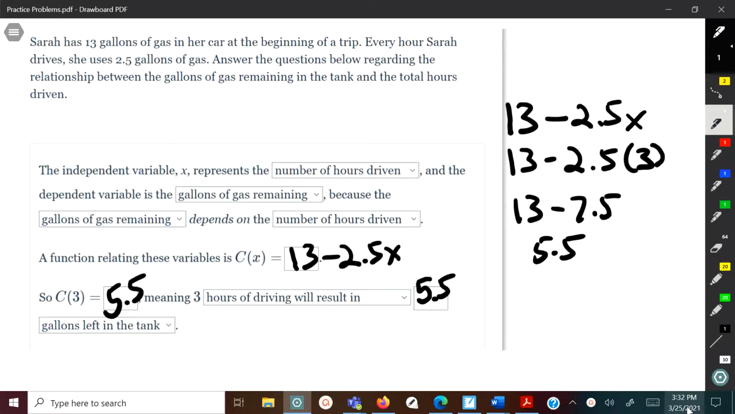And just a little heads up, not 100% of the time, but more often than not, the time is going to be your independent variable, your x, your input on most of these word problems. So be aware of that. It's not 100%. It's possible to flip it on you, but more often than not, the time element is going to be the independent. Okay, so keep that in mind. But that is how we write and interpret functions.